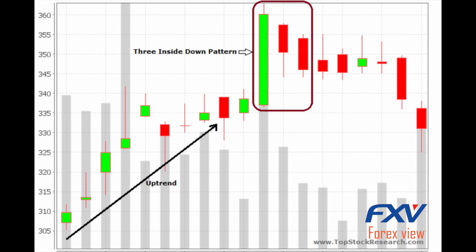This type of pattern doesn't need to be traded. It can simply be used as an alert that the short-term price direction may be changing. For those who wish to trade this pattern, a trader could enter short near the end of the day on the third candle or at the open the following day. A stop loss can be placed above the third, second, or first candle high.